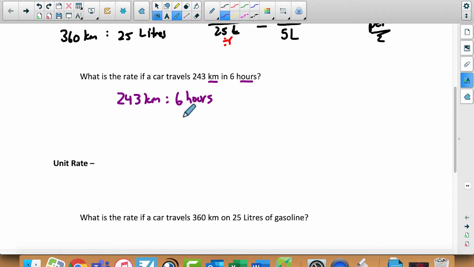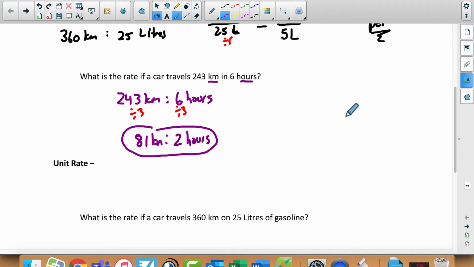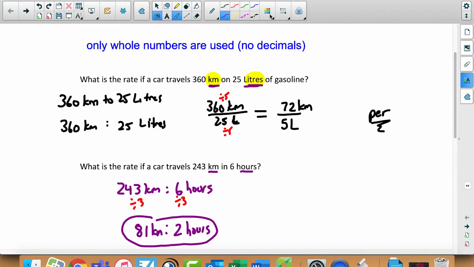And we want to see if we can put this in lowest terms. What can we divide both of these by? So you could divide both of these by 3. So let's do that. So the second one is going to be 2, and we do have to include the hours. And the first one is going to be 81, and we do have to include the kilometers. So there it is. This is our rate, 81 kilometers in 2 hours. And the one we did up here was 72 kilometers to 5 liters.